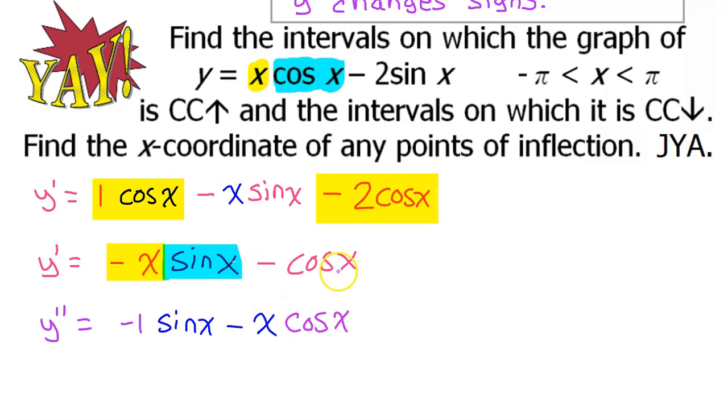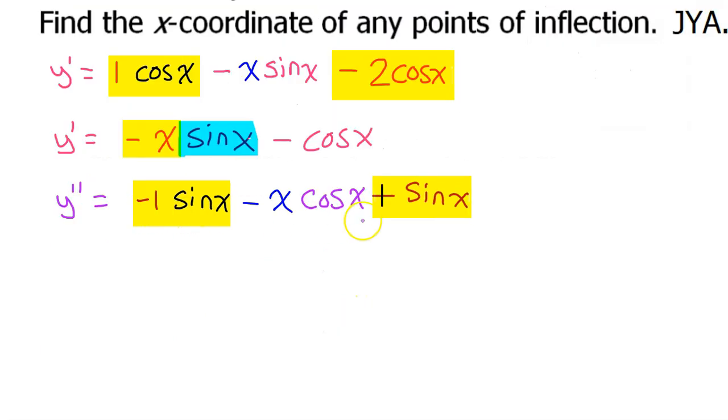Moving on to the last term, bring down the negative sign, and then take the derivative of cosine x. That is negative sine x, but obviously we're not going to put minus negative sine x. The second negative will turn the first negative into a positive. I'm noticing that we have like terms again. Negative sine x and positive sine x cancel each other out. So y double prime is equal to negative x cosine x.